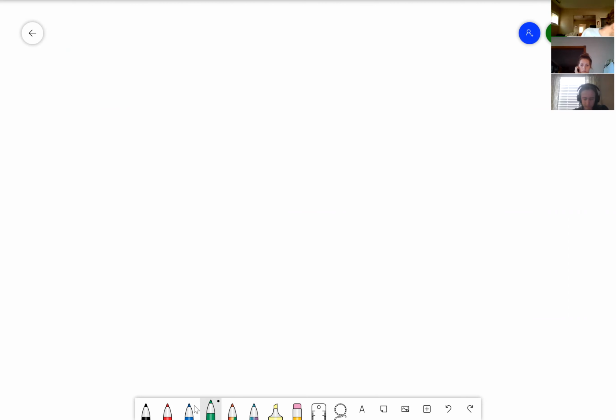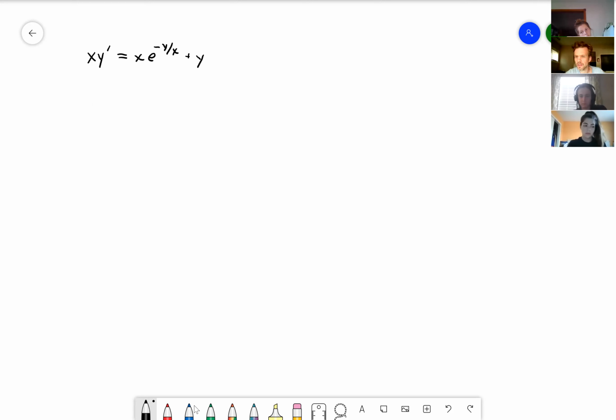Okay, so this problem number 10 on the exam, this was xy prime is equal to x e to the minus y over x plus y. And so some people had noted that we hadn't talked about anything in class that would allow you to solve a problem like this, which is both true and not true.